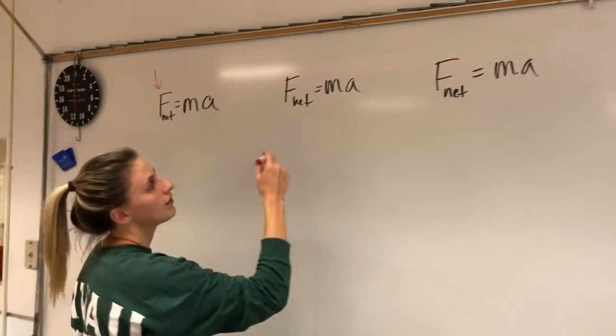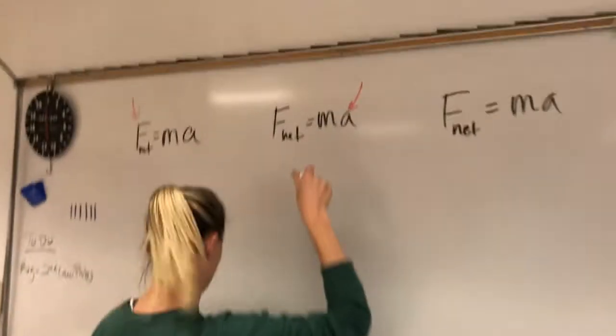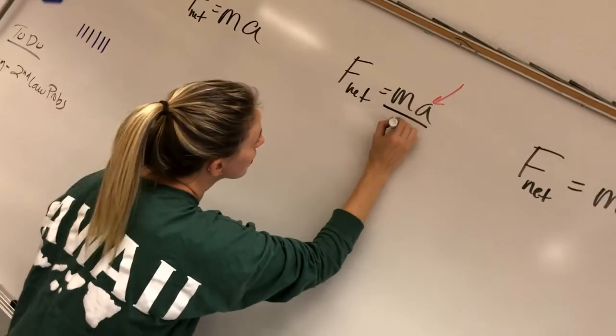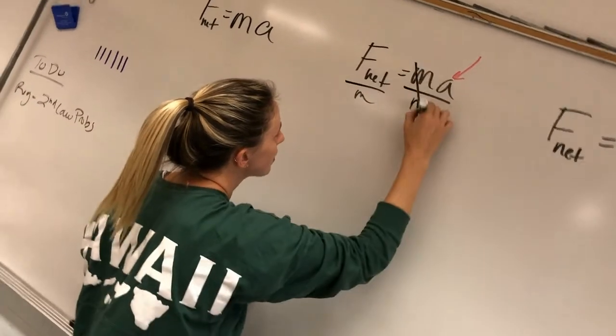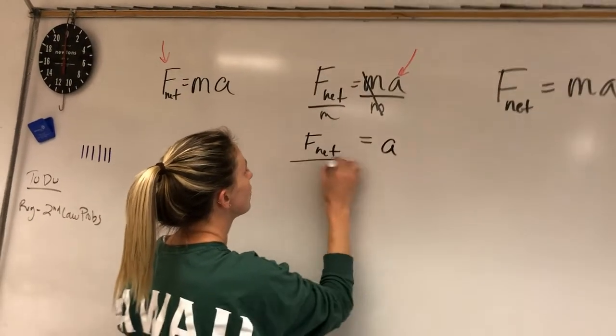And then this one wants the A, right? How do I undo this multiplication? The opposite of multiplication is division. Divide by m, cancel. Boom, done. A equals force net divided by mass.